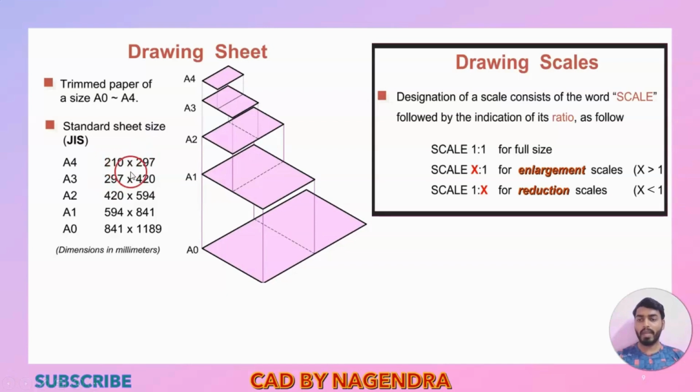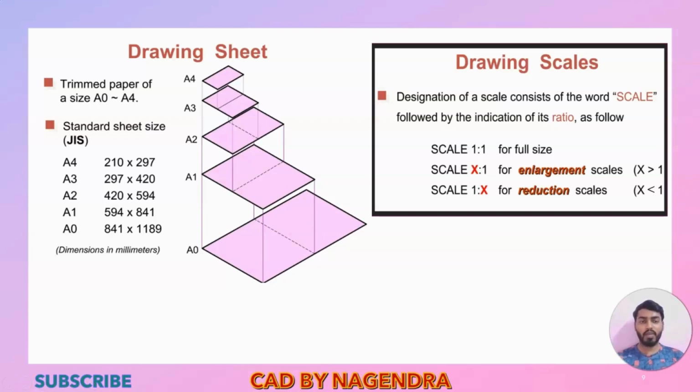Then 210 we will make into 2. So 210 into 2 if you make, we will get 420. Again if you go for A2, 420 same it will come here. So 297 into 2 if you multiply, you will get this dimension. Again for A1 sheet, 594 will be coming here. So this 420 into 2 we will make double, plus 1 we will add here for A1 sheet. Again if you go for A0 sheet, same 841 we will get here. Here 594 into 2 plus 1 we will add here. So like this we are able to remember these different types of drawing sheets.